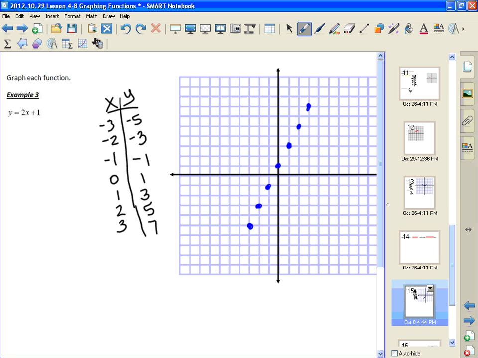Okay, so on this one, should we leave them dots or should we connect them? Okay, why are we going to connect them? Yeah, the domain is infinite. It didn't give us specific values. We chose some specific values just so that we could figure out what to get on the graph, but we can have any number that we wanted to. So to show that, we're going to connect the dots like this and put arrows on the end of the line to show that it keeps going forever in both directions.